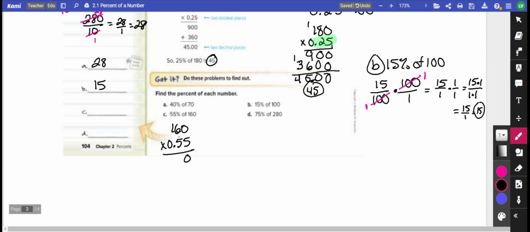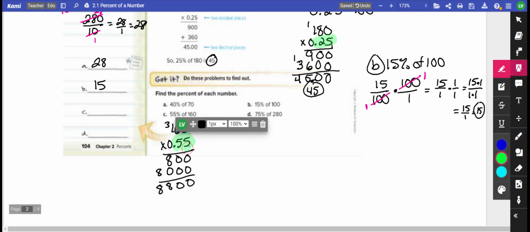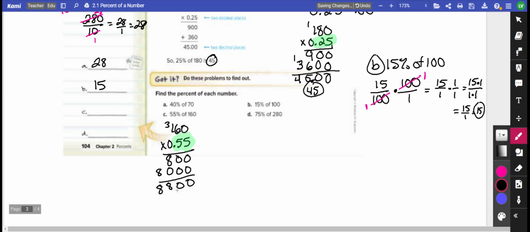5 times 0 is 0, 5 times 6 is 30, 5 times 1 is 5, plus 3 is 8. Here's my placeholder. 5 times 0 is 0, 5 times 6 is 30, 5 times 1 is 5, plus 3 is 8. I'm going to add all of this. 8,800. Well, I have two numbers to the right of the decimal, so that means I need two numbers to the right. My answer is 88.